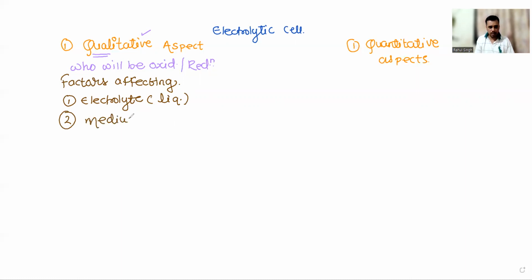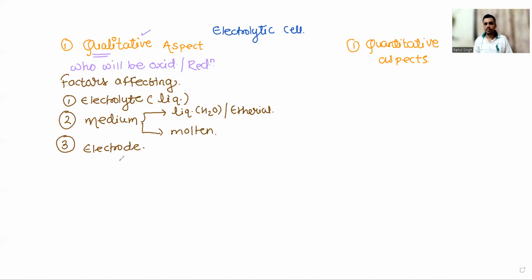Okay, what medium are we going to use? There are only two types of medium: liquid or aqueous, and ethereal. Another medium is the molten state. The third important factor is the electrode, which electrode we are going to use, inert or active. We also have to study that here. So these are the three parameters we have to keep in mind.